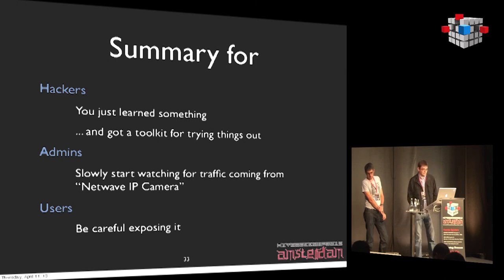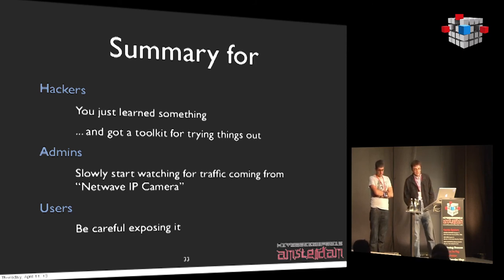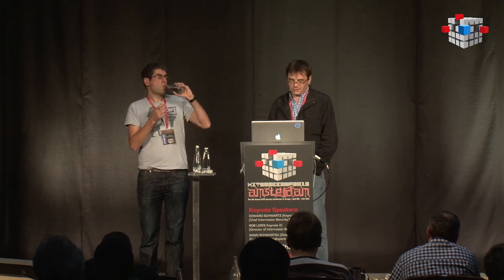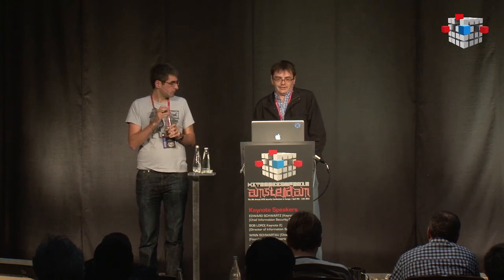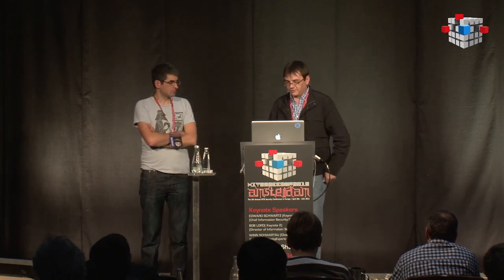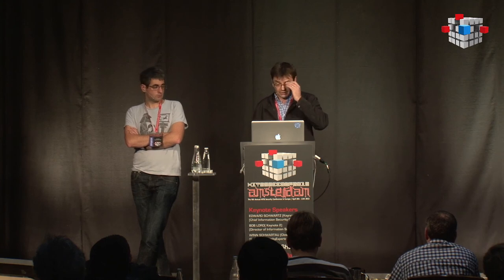Then the summary is just, for hackers, you got another tool to play with the camera you own or somebody else owns. And for admins, I would start looking at the NetWave IP camera header, because I think there would be a lot of traffic coming from them. If you can host malware there and the IP of the camera is not flagged by Google Safe Browsing or Microsoft's engine, you can host every piece of malware on different cameras, since there are hundreds of thousands of them. Just look for traffic from those cameras.